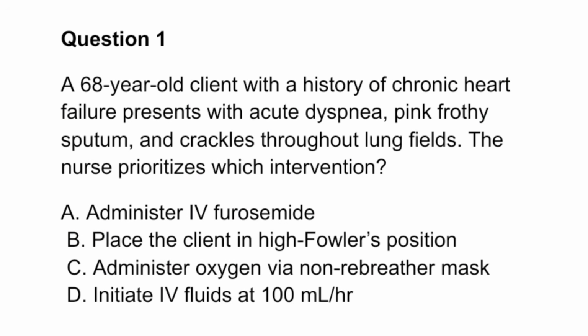Question 1. A 68-year-old client with a history of chronic heart failure presents with acute dyspnea, pink frothy sputum, and crackles throughout lung fields. The nurse prioritizes which intervention? A. Administer IV furosemide. B. Place the client in high Fowler's position. C. Administer oxygen via non-rebreather mask. Or D. Initiate IV fluids at 100 milliliters per hour.